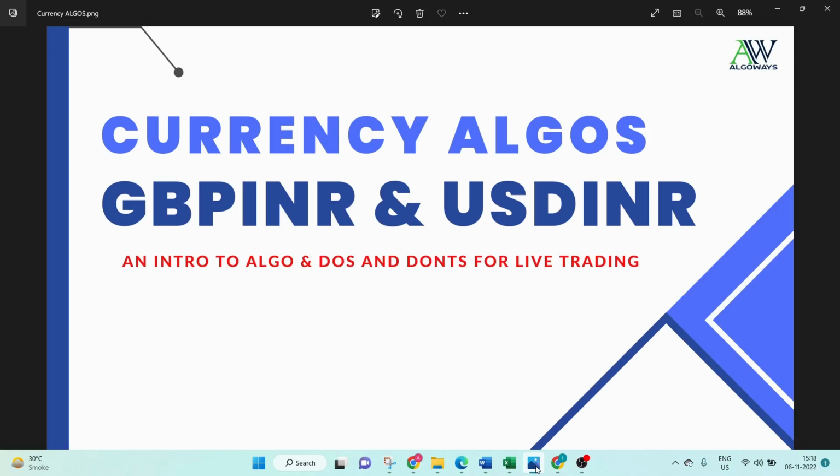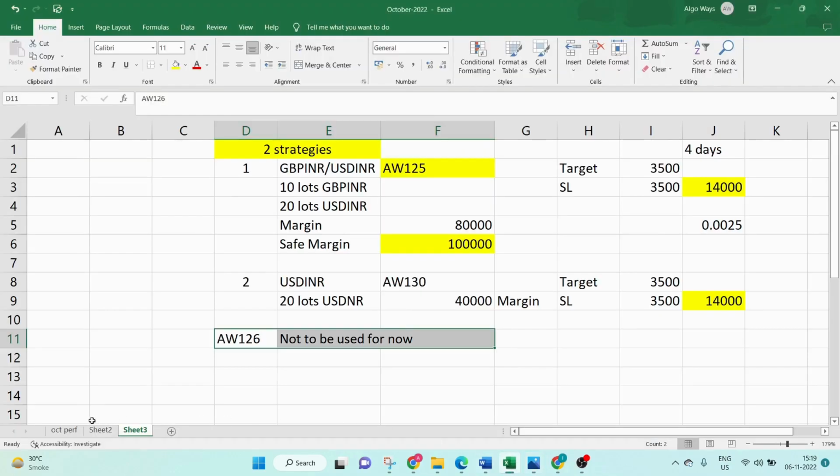Before going into strategies, I would like to discuss a few basic things about the contract of USD INR and GBP INR, the contract specification basically, and a few other basic things so that everybody, even if he is a new deployer, can understand the nitty-gritty of all the points in this trading. So let's start with the very basics.